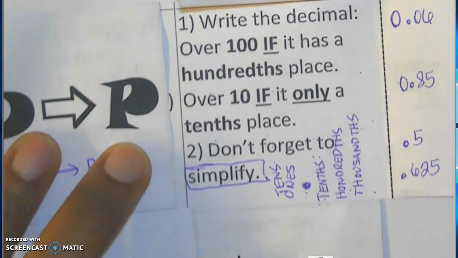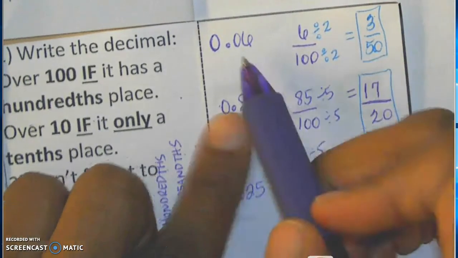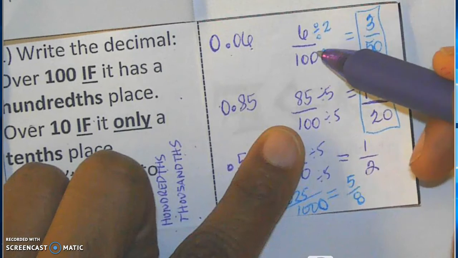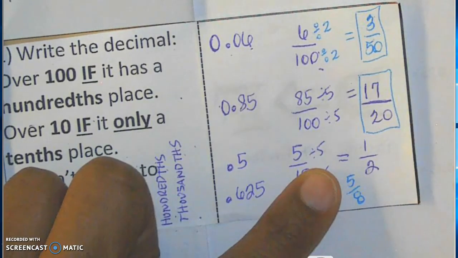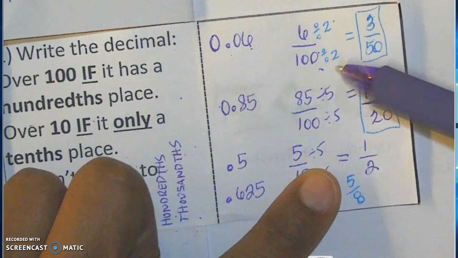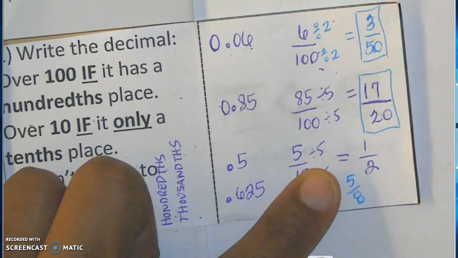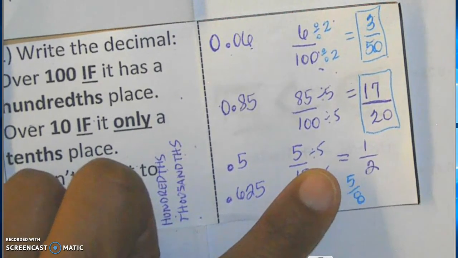So to change a number, if we would have 6 hundredths, we write it just like we hear it, 6 over 100. I know that the GCF of 6 and 100 is 2, so I divide the numerator and denominator by 2 to get 3 over 50. There's no GCF of 3 and 50, so it is in simplest form.